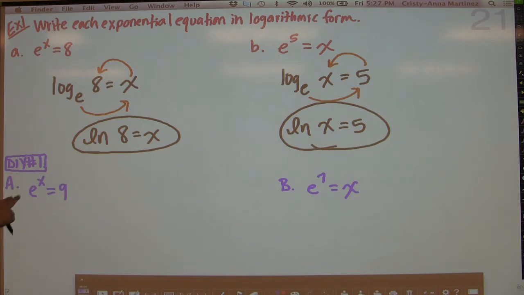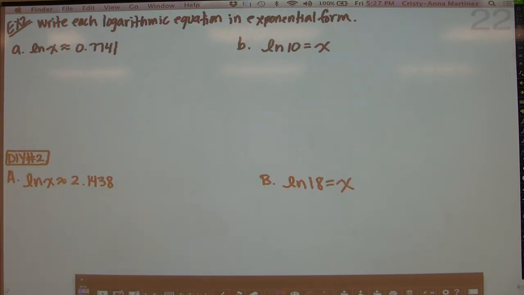And now you can try to do it yourself, number 1 right here below. And then we will move on to the reverse of that. So now we want to take a logarithmic expression and write it in exponential form.